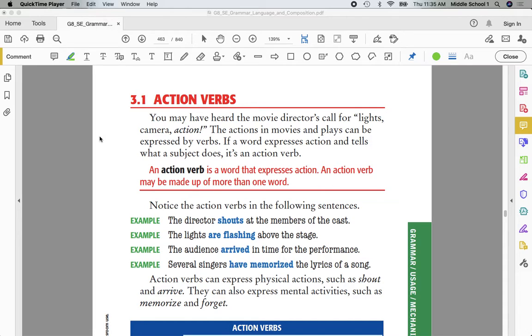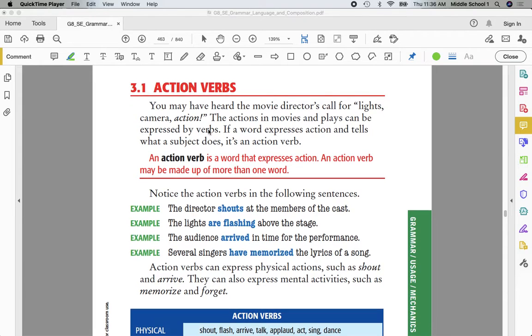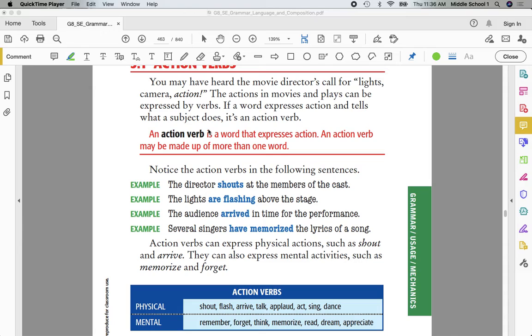We'll take a couple of minutes today to review the identification of action verbs in the sentence. You may have heard movie directors call for lights and camera action. The actions in movies and plays can be expressed by verbs. If a word expresses action and tells what a subject does, it's an action verb. Yesterday we said that these actions can be mental or physical.